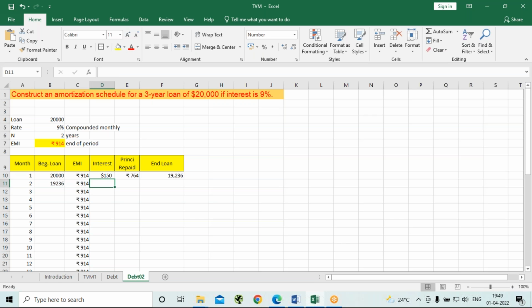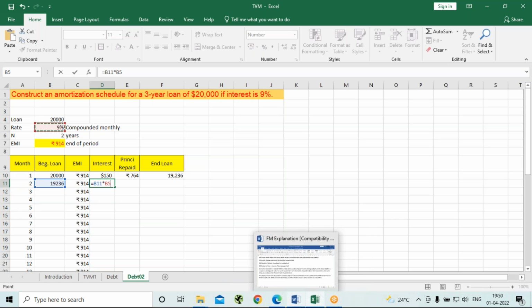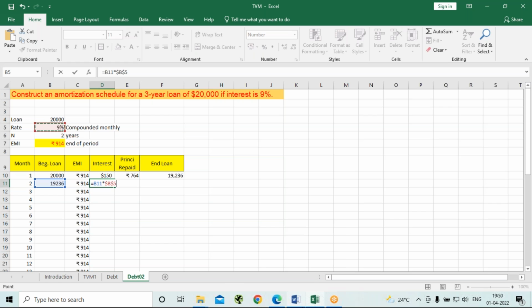and again do the calculation, equals that month's beginning loan into 9%. Either you can give it as 9% or you can give the cell value also, but 9% is fixed for all the period. 9% is fixed, right? For every month the interest amount will be at 9% only, right? Yes, sir. So we are going to make it as F4 divided by 12.